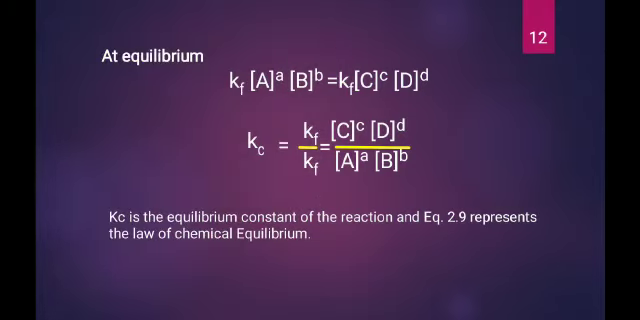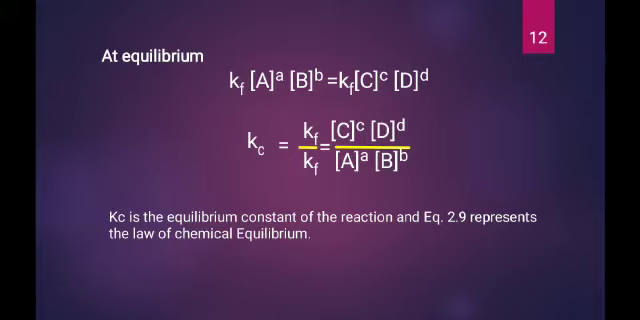At equilibrium, the rate of forward reaction becomes equal to the rate of backward reaction. So this equation can be written as Kf [A]^a [B]^b is equal to Kb [C]^c [D]^d. Now Kc is equal to Kf upon Kb, which is equal to the concentration of the products divided by the concentration of the reactants.